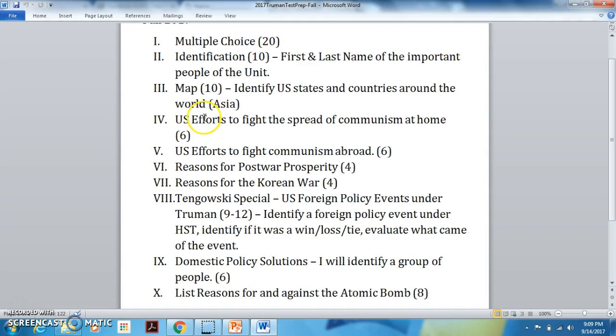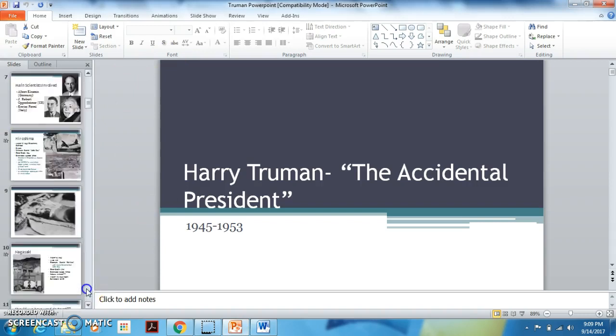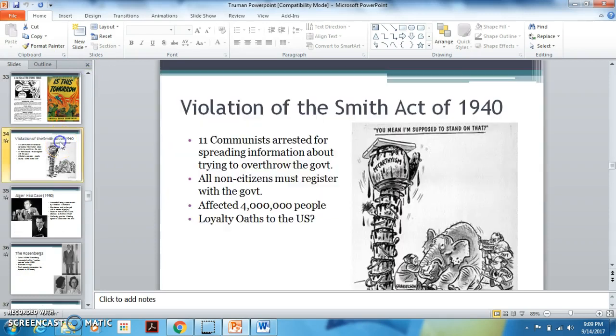Okay. Number 4, efforts to fight the spread of communism at home. Alright, so in our PowerPoint here, let's see. Okay, here we go. Things that work here: Smith Act. Members of communist groups were trying to spread information. Results: all people that are not citizens must register with the government. This affects over 4 million people. People take loyalty oaths.